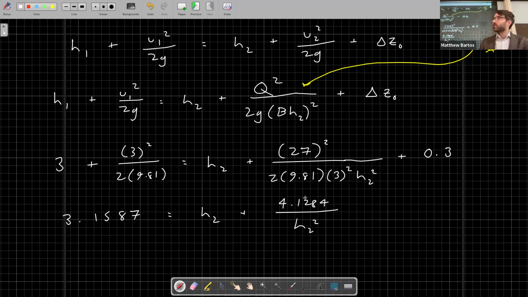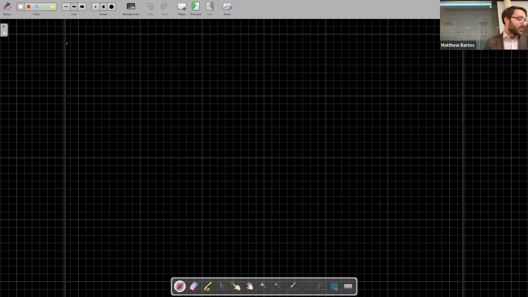So we have an equation just in terms of H2. Let's go ahead and multiply both sides by H2 squared, because I want to put this in the form of a polynomial. It'll make it a bit easier to work with. And when I do that, what I should end up with is a cubic polynomial in H2. So it's going to be H2 cubed minus 3.1587 times H2 squared plus 4.1284 is equal to 0.